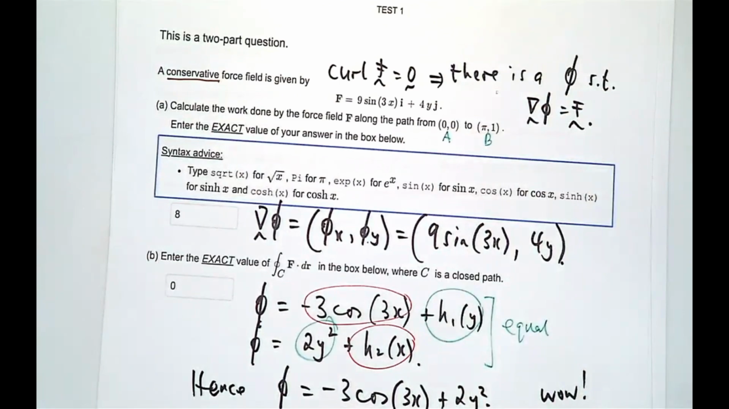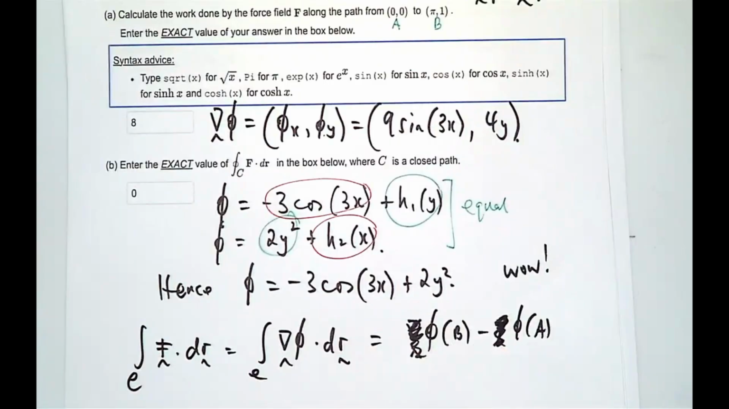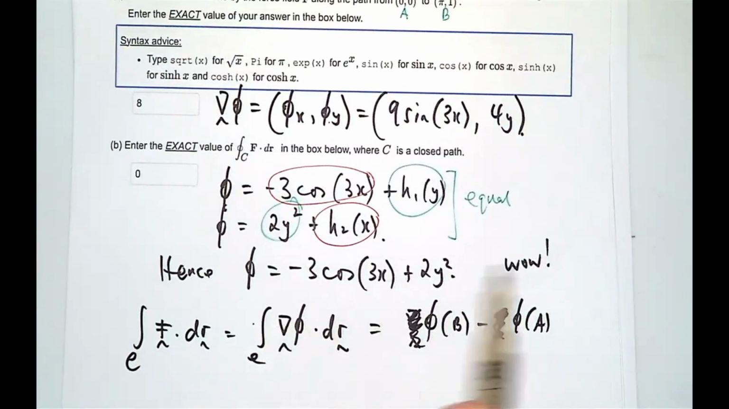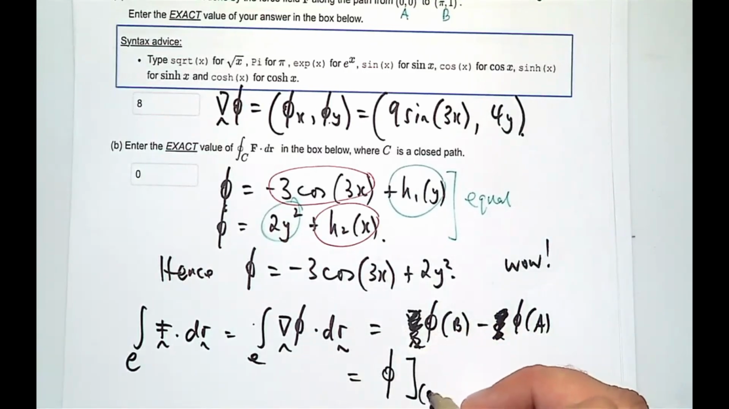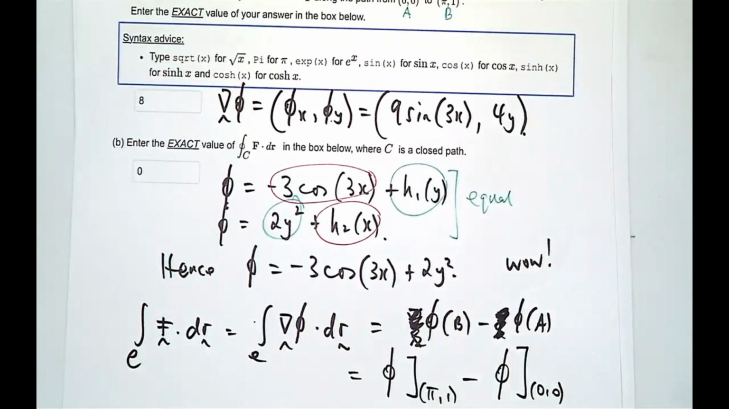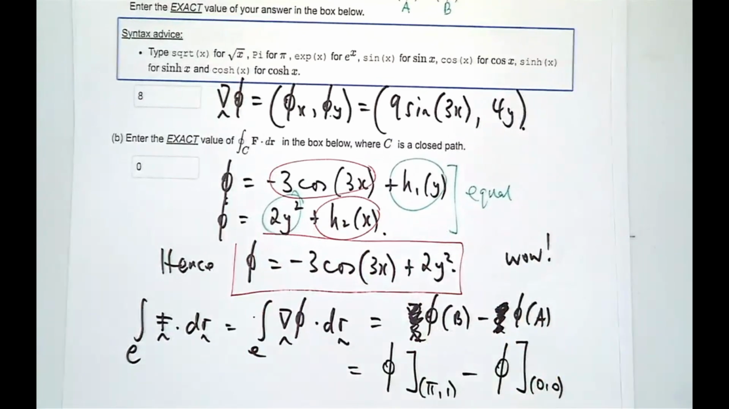Okay? So, oh, not that. Sorry, the gradients disappeared. Okay, yep. So just, sorry, I wrote that, just rub that out. Because the integral and the gradient disappear. Okay? There. All right, so now we just got to plug in our values into phi, and we'll get a number for our answer.